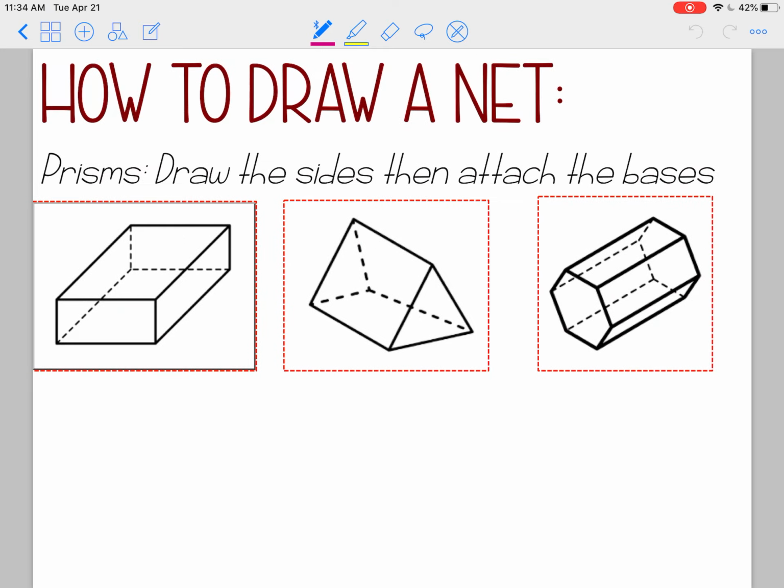All right, if we're going to be representing these shapes with nets, first we need to talk about how to draw them. Prisms are easiest if you draw the rectangular sides first and then attach the bases. On your paper, as I'm drawing these nets, go ahead and practice drawing them along with me. This is a rectangular prism, and it kind of looks like a cereal box if we stood it up straight. That's what I'm visually picturing.